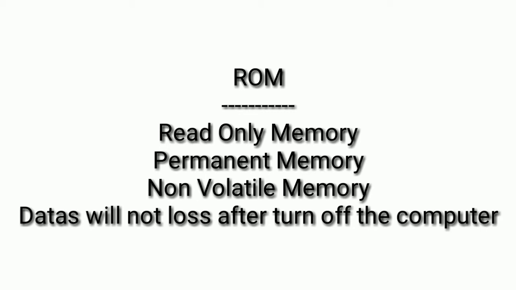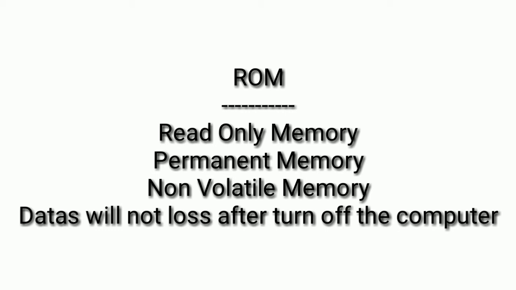Just the opposite of RAM. RAM is a volatile memory. ROM is a non-volatile memory. Then what are the main differences between RAM and ROM? RAM means random access memory. RAM is a temporary memory, and it is the working memory of a computer. It is used for both read and write. RAM is a read and write memory.